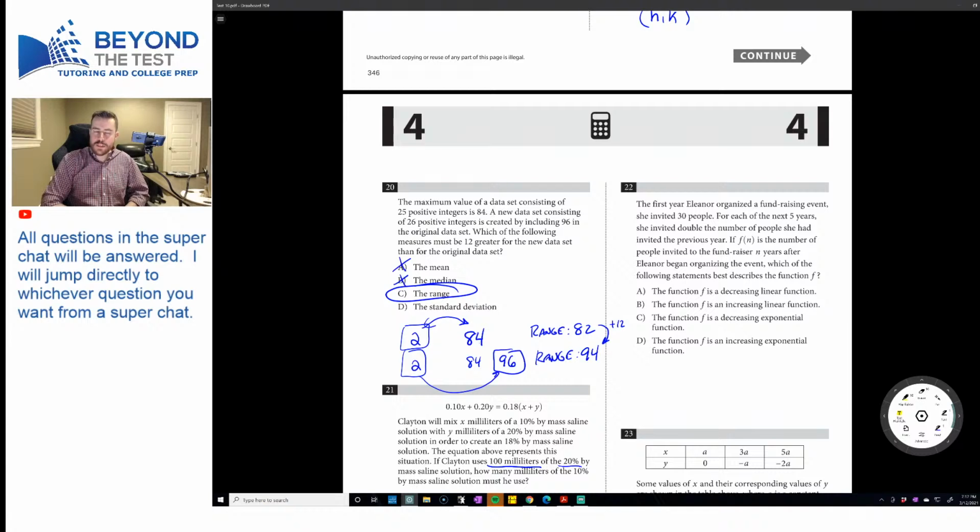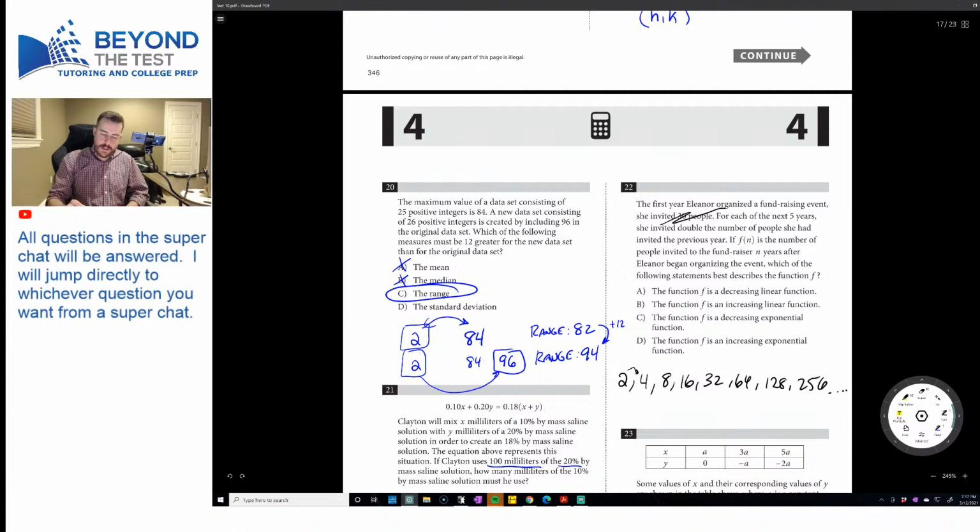Well, if it's doubling each year, let's think about what's going on here. Forget 30 people. Let's just imagine it was 2. If I double that, it's 4. Then if I double that, it's 8. Then 16, then 32, then 64, and then 128, and so forth. If I just keep doing that, it gets really big really fast.